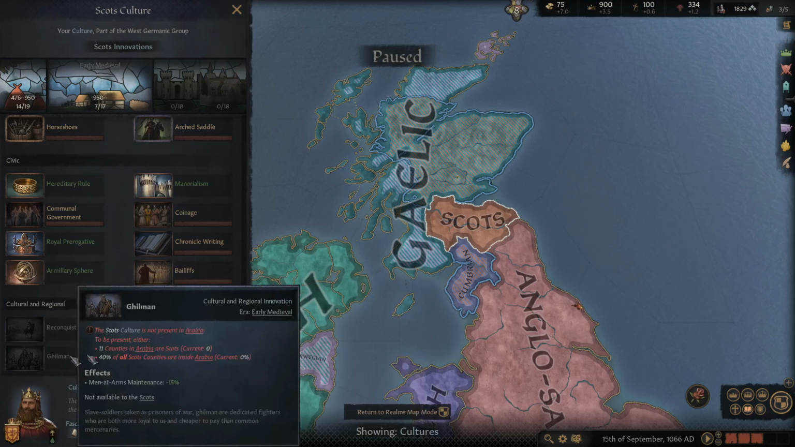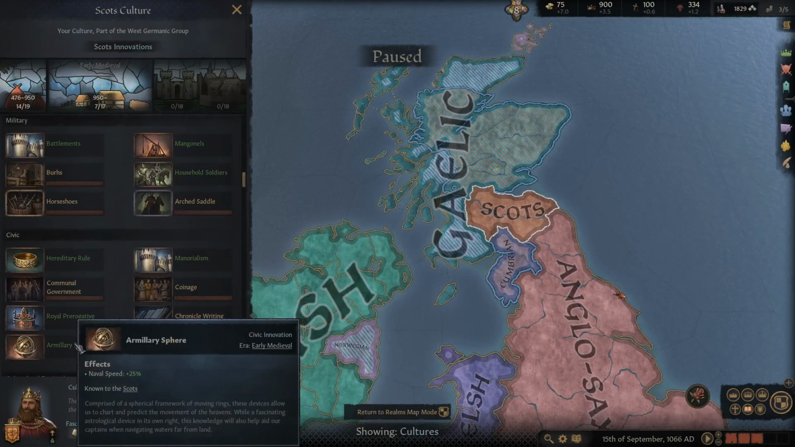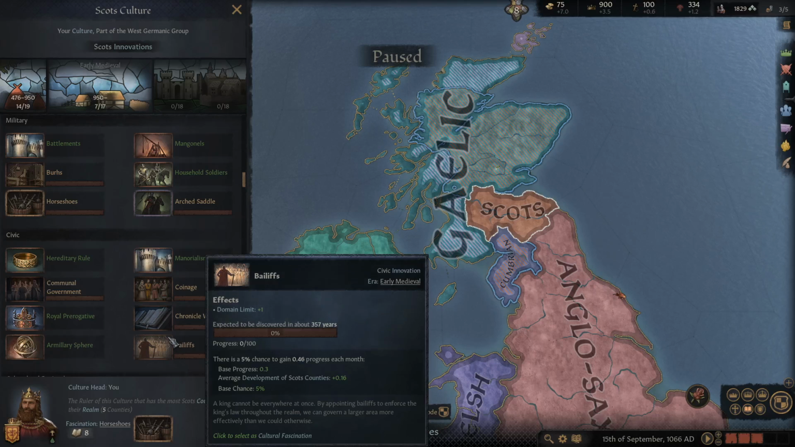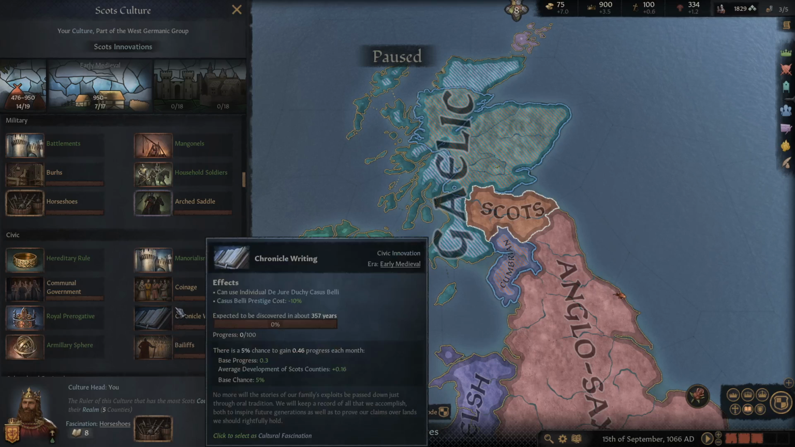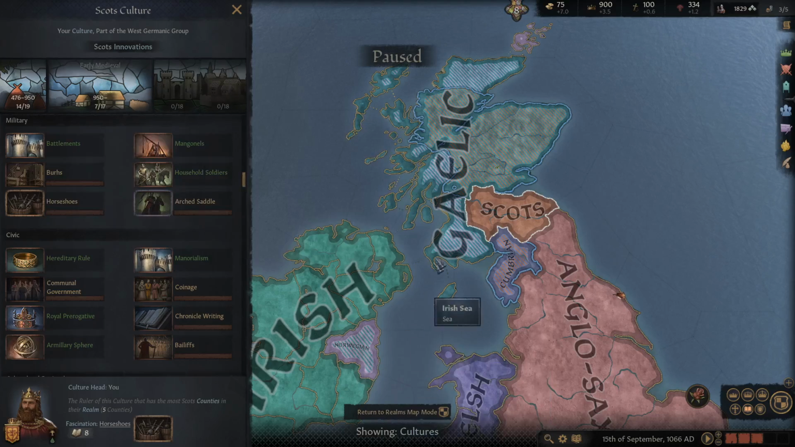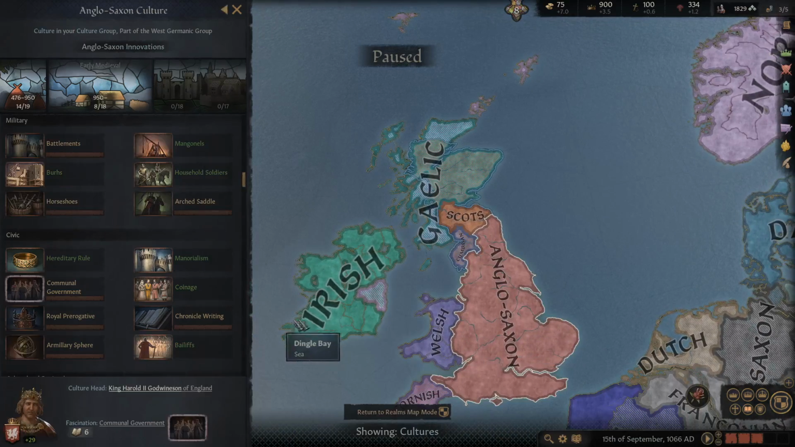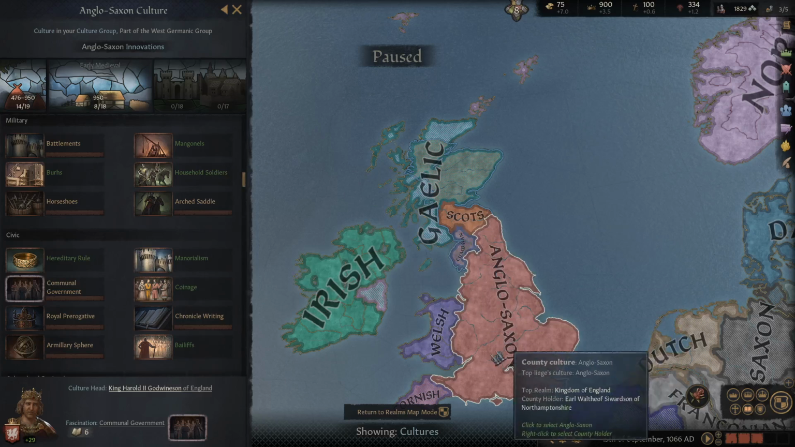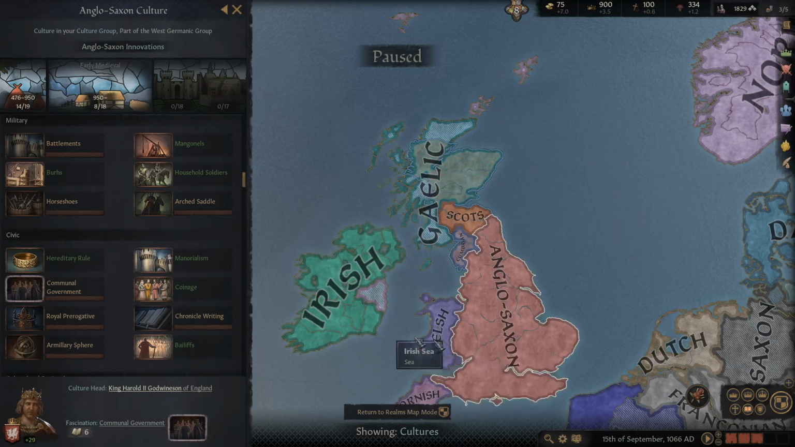There's cultural stuff down here, like the Reconquista. We're not going to get into that. Let's see, we have bailiffs here, chronicle. Yeah, so I want to try to get this going, move this up fairly fast, because I also want to be the most advanced culture on the island.